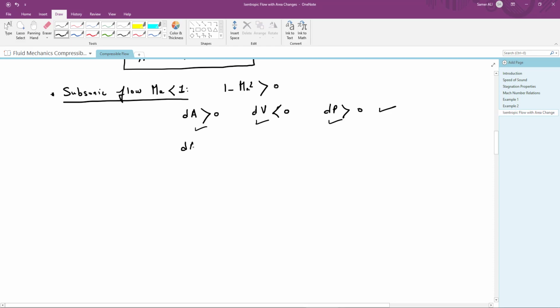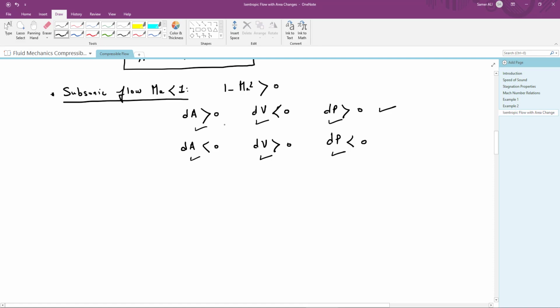Now, if dA is negative, dV will be positive and dP will always be opposite to dV, so dP will be negative. We can read this line like this: when the cross-sectional area decreases, the velocity will increase and the pressure will decrease. So when we create a restriction in the flow, meaning we're decreasing the cross-sectional area, the velocity of the fluid will increase and as a result the pressure will decrease.